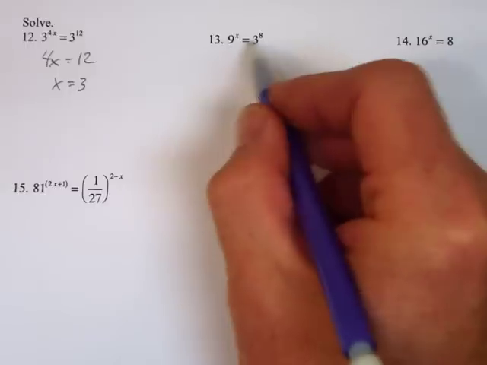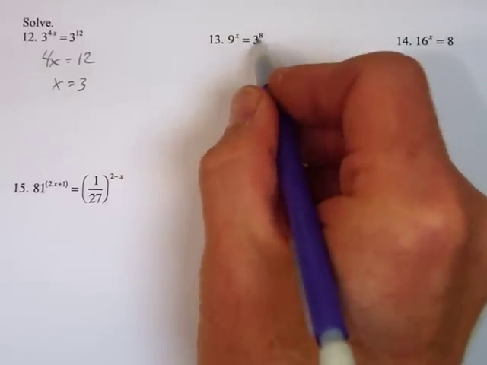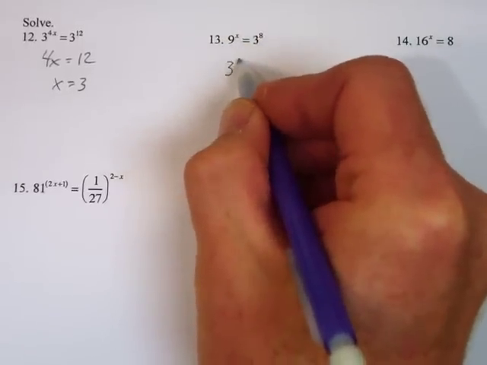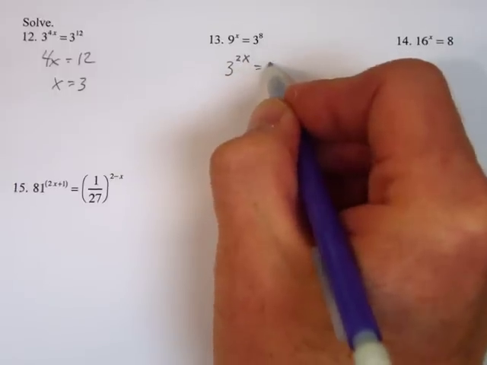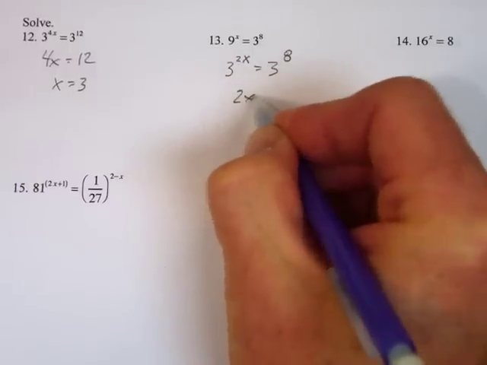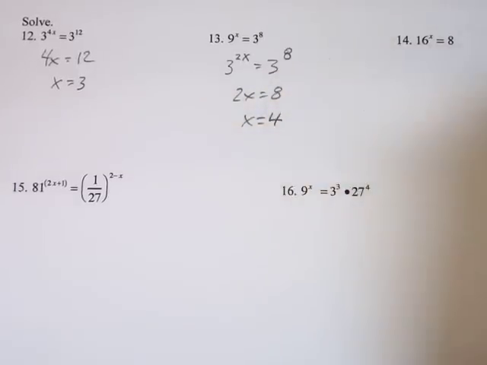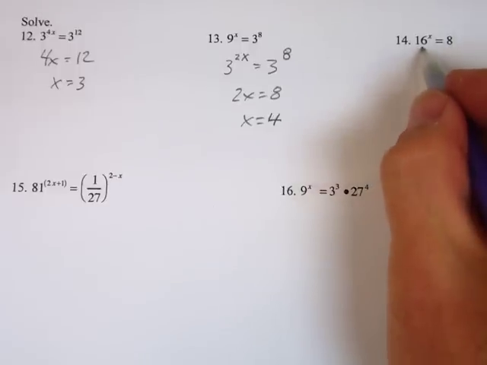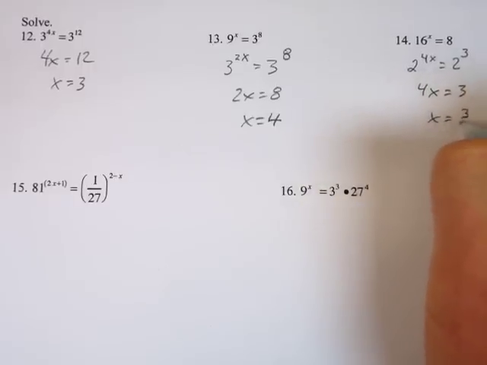We now have a base of 9 and a base of 3, but we'd want the bases to be the same. So we can write both as a power of 3. So it's 3 to the 2x equals 3 to the 8. So we get 2x equals 8, x equals 4. And the last one, what could we write both 8 and 16 as a base of? A base of 2. So this is 2 to the 4x equals 2 to the third. The bases are the same. 4x equals 3, x equals 3/4.